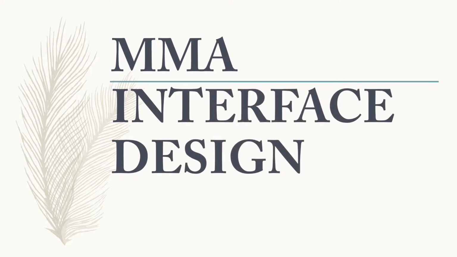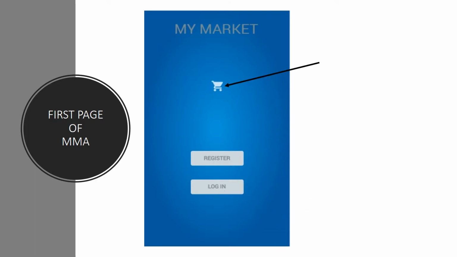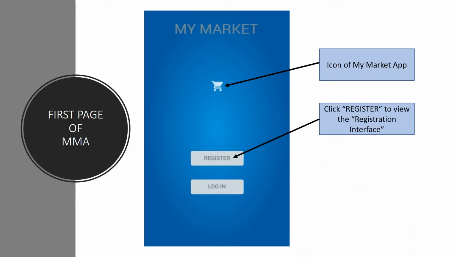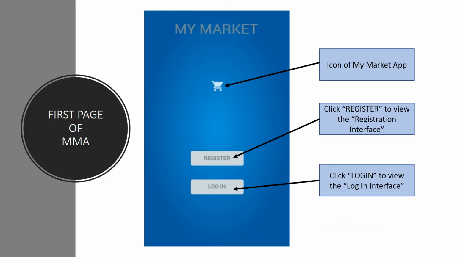Now I'm going to show the MMA interface design. This is the first phase of MMA. This shows the icon of My Market Apps. The user can click register to view the registration interface or click the login button to view the login interface.